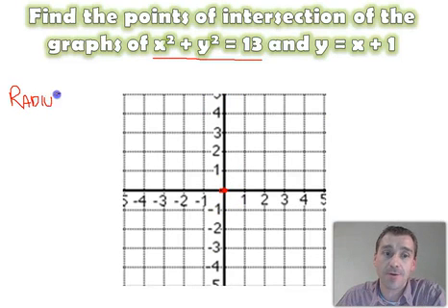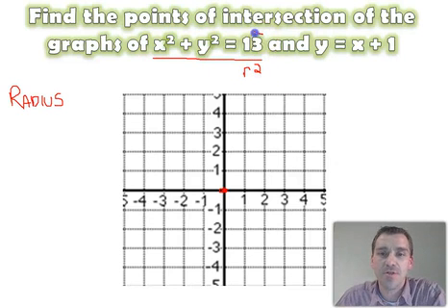How do I find that? Well, remember, back to the slide I just showed you, x squared plus y squared equals r squared is the standard form of the equation of a circle centered at the origin. 13 is not my radius. How do we find it? That's right. We have to take the square root of that to find the radius length. The square root of 13 is approximately 3.6.